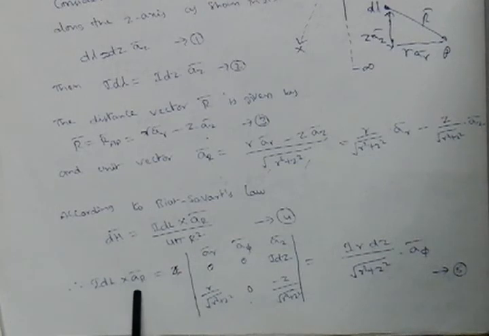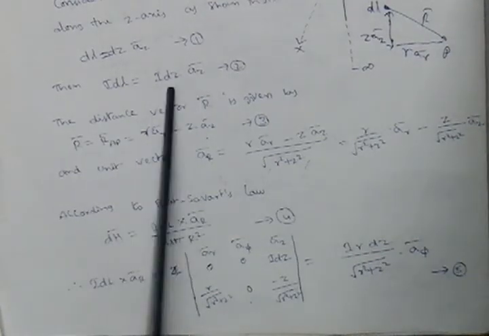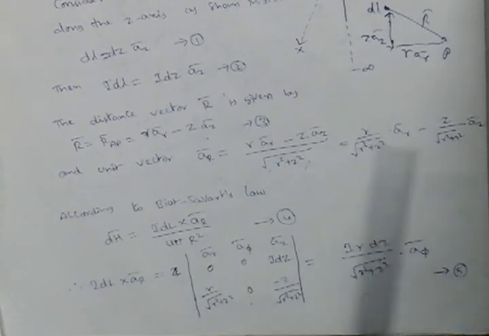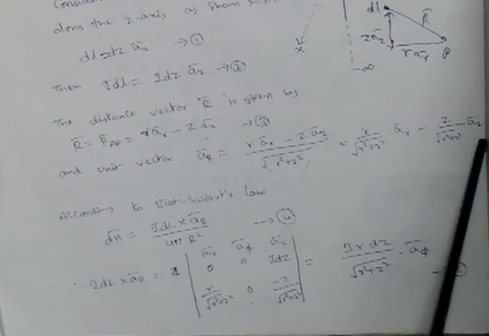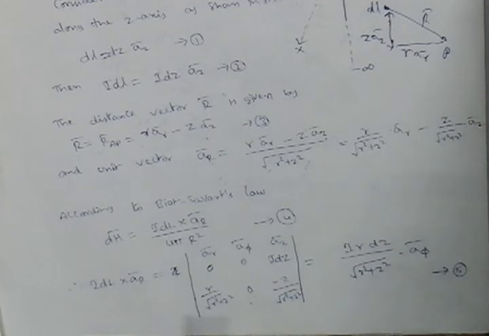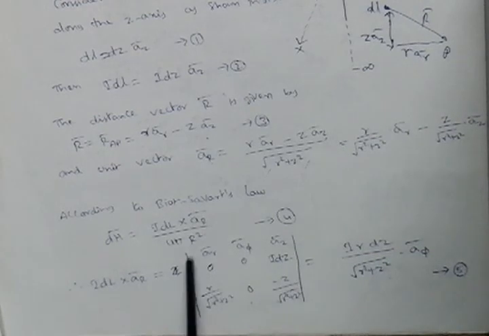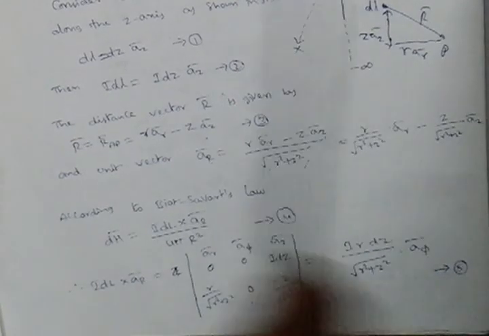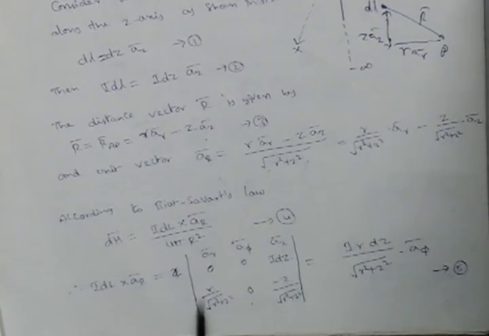I dl cross a_r bar: I dl you got here, which has only one term, the a_z bar term. a_r bar you also got here, which has two terms, a_r bar as well as a_z bar. There is no a_phi bar. So I dl cross a_r bar is computed as a_r bar, a_phi bar, a_z bar. Why is this considered, why not a_x? Because the magnetic field is in a circular path, which means the cylindrical coordinate system is considered.